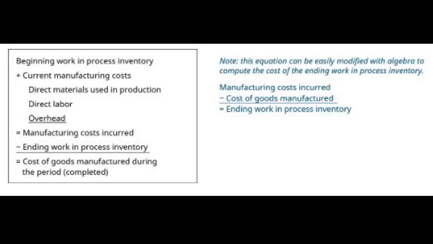And so to compute manufacturing costs incurred today in total, we begin with the cost of cookie dough. Yes, we already discussed that. Add the cost of the people, the workers, the direct laborers, and then add the odds and ends, the overhead. That's how much resources or costs we incurred or used today.